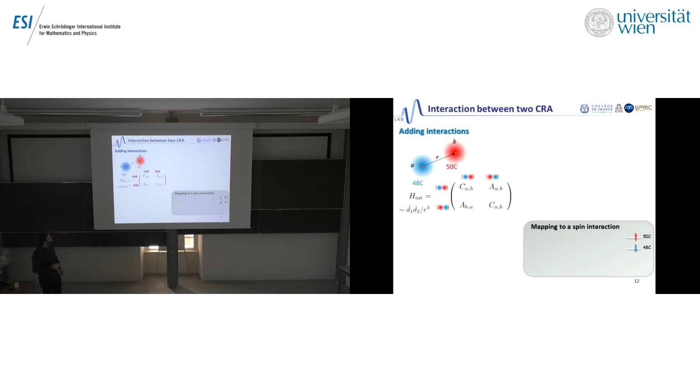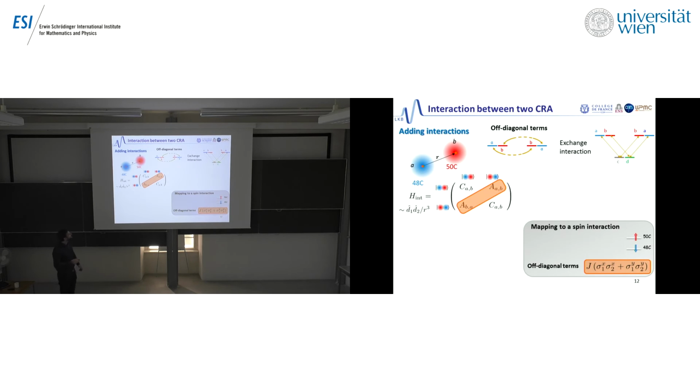That's quite nice. Now, what we want to do is add interactions to this picture. If you take two atoms, A and B, which are respectively in 48C and 50C circular states, you have two types of interactions between these atoms. First, the off-diagonal elements of this interaction Hamiltonian, which is an energy exchange interaction. Basically, it's a spin flip-flop between 48C, 50C and 50C, 48C. You can write this term like this.